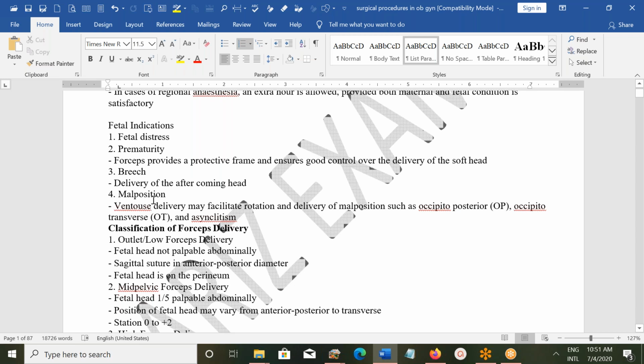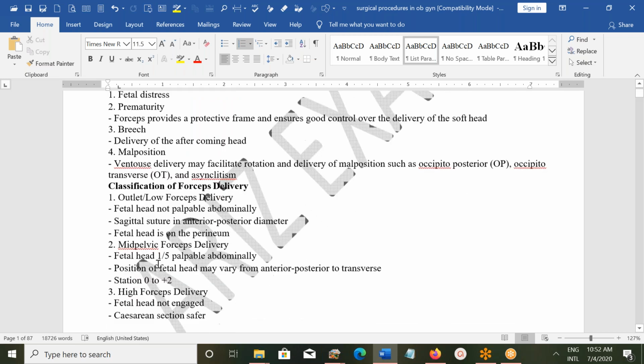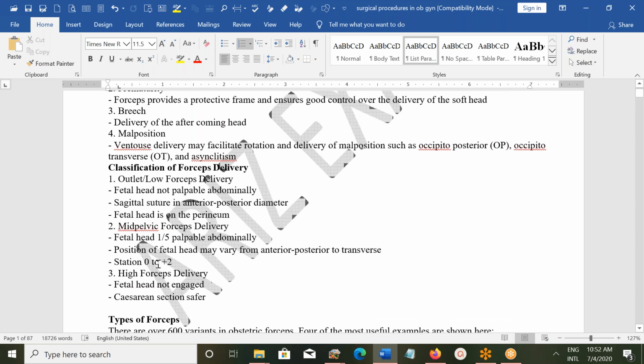Malposition can be corrected. Like ventouse delivery, it may facilitate rotation and delivery of the malposition such as occipito-posterior position, occipito-transverse, and asynclitism. Asynclitism is when the sagittal suture is not in the middle; it is closer to the pubic symphysis or closer to the sacrum.